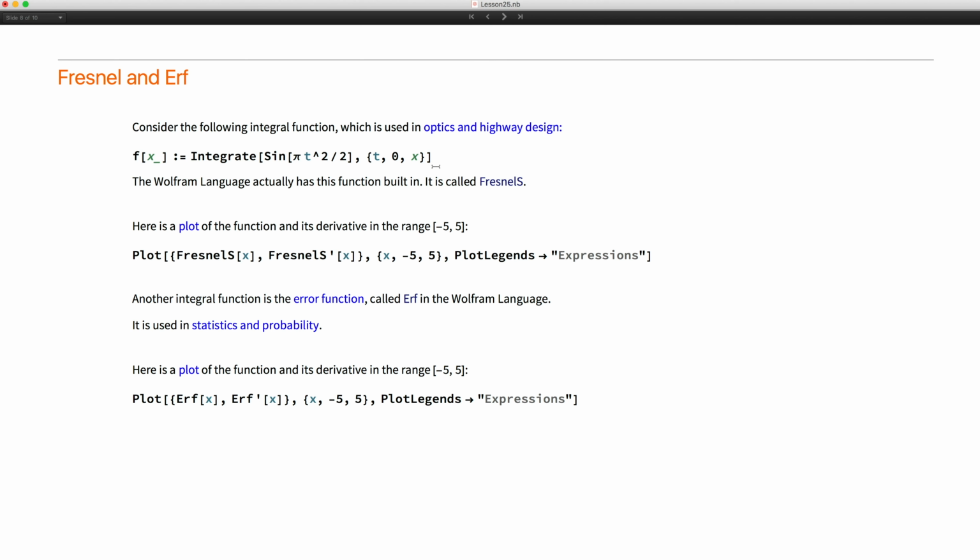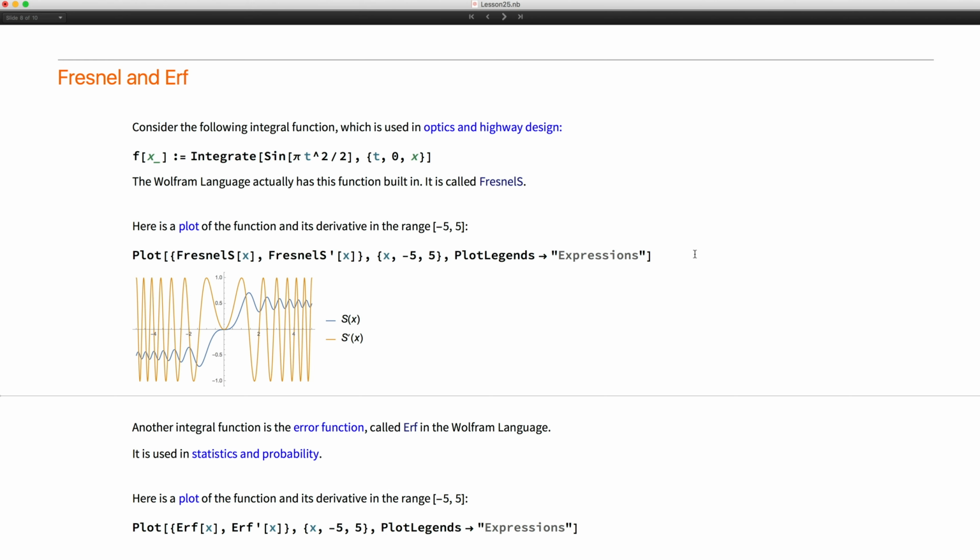Okay, so let's now go on to talking about why these integral functions are useful at all. There is a function called the Fresnel function, which is really quite useful in optics and highway design. After all, when you design a highway or, let's say, a railway line, you need to worry about the turns, and that's where this Fresnel function comes in. It's an integral function of a sine function. We have this in the Wolfram language. It's called FresnelS. So that's FresnelS and its derivative on the same plot.